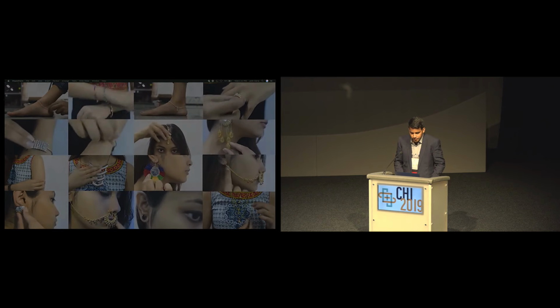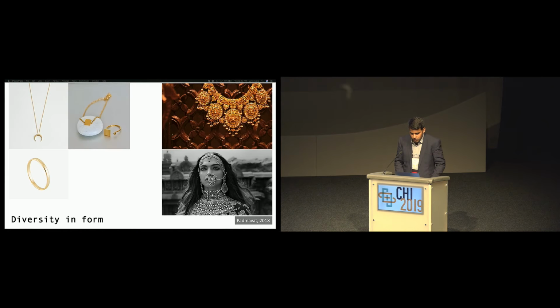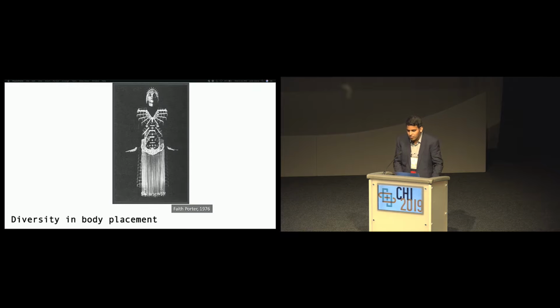So how do we do that? There is inherent diversity in the physical form and the structure of jewelry. It can go from a simple gold ring, which is essentially just a metal band around your finger, to the extremely intricate and meticulously crafted jewelry worn by Rani Padmavat, who was the legendary queen of the kingdom of Mewar in ancient India. And similarly, there is a huge diversity in body placement.